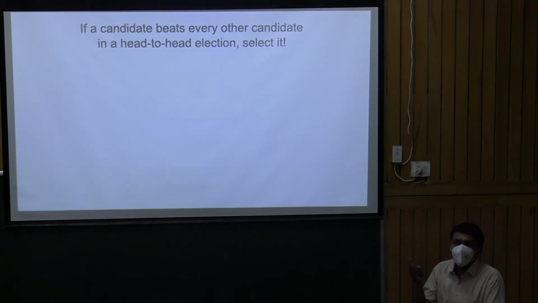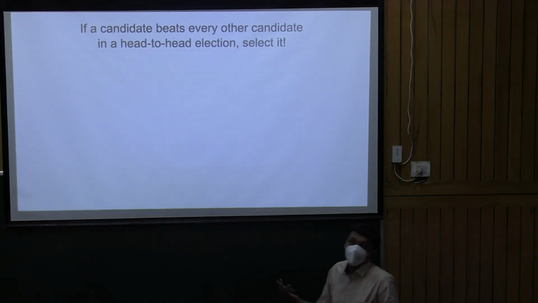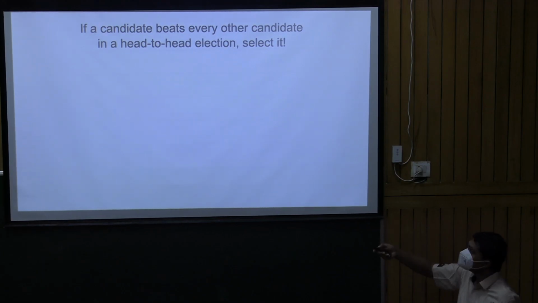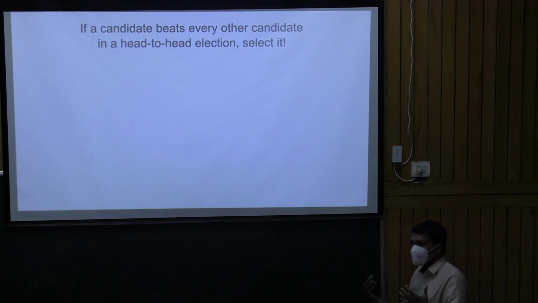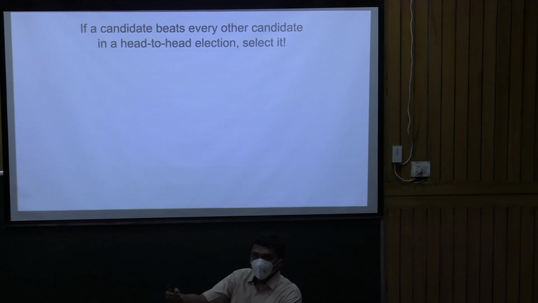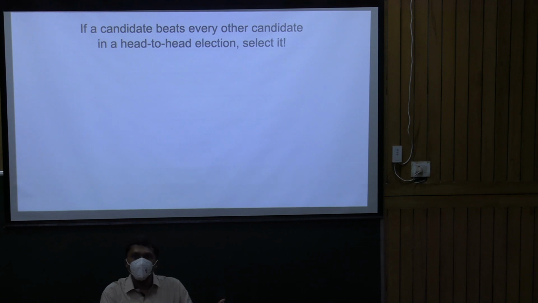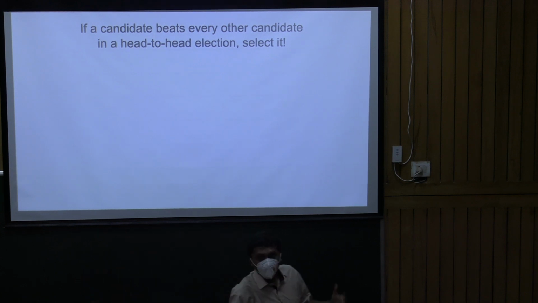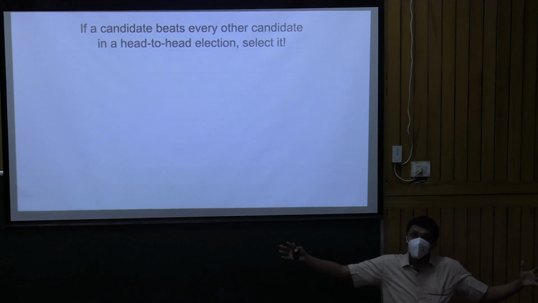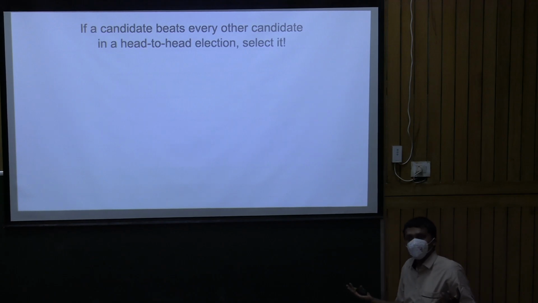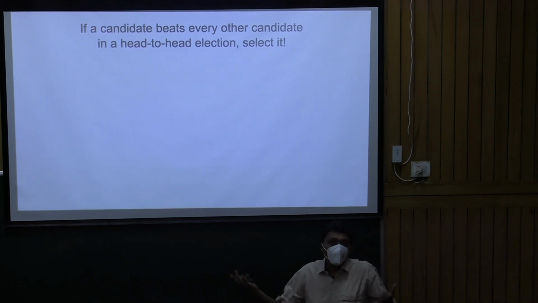And he proposed a criterion. He said, let's think about a property that any reasonable voting rule should have. Suppose there exists a candidate that beats every other candidate in a head-to-head election. A head-to-head election is where you pick candidate A and candidate B and look at how many voters prefer A over B and how many prefer B over A. If more people prefer A over B, A wins the head-to-head. Suppose a candidate wins every one of its head-to-head elections. Then it makes sense to elect it. In a head-to-head, it's better than every other candidate, so why would you not elect it?